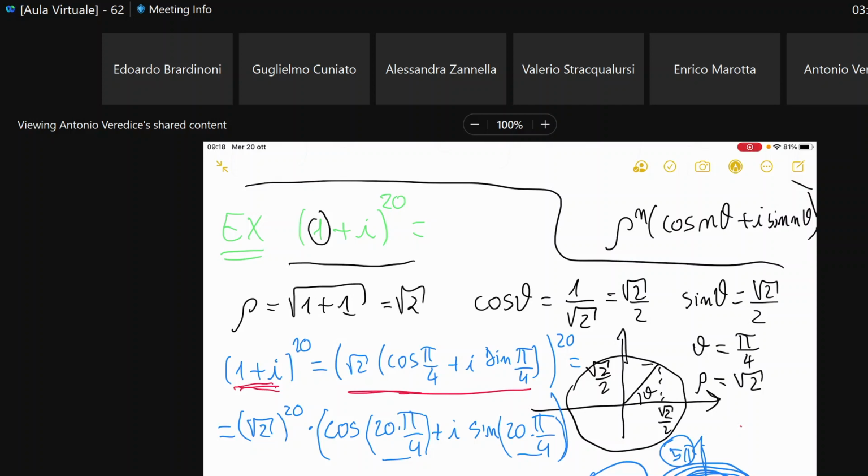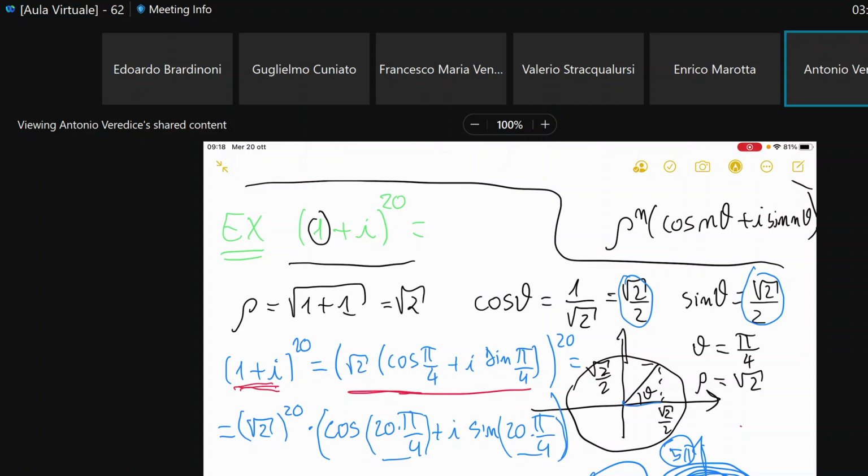Okay, have you got questions on this? Sorry, Professor. Yeah. Why theta is pi over 4 and not pi over 2? It is pi over 4 since the cosine is square root of 2 over 2, and the sine is square root of 2 over 2.